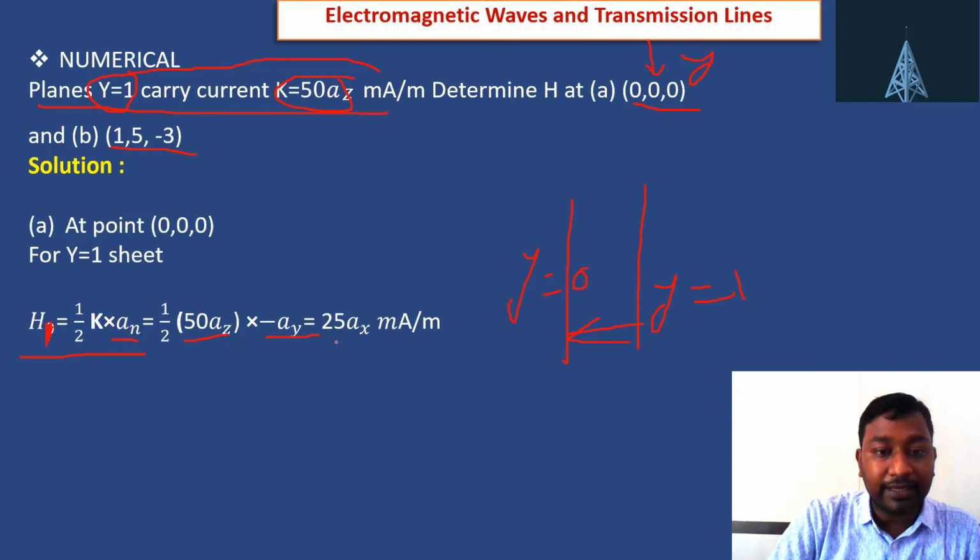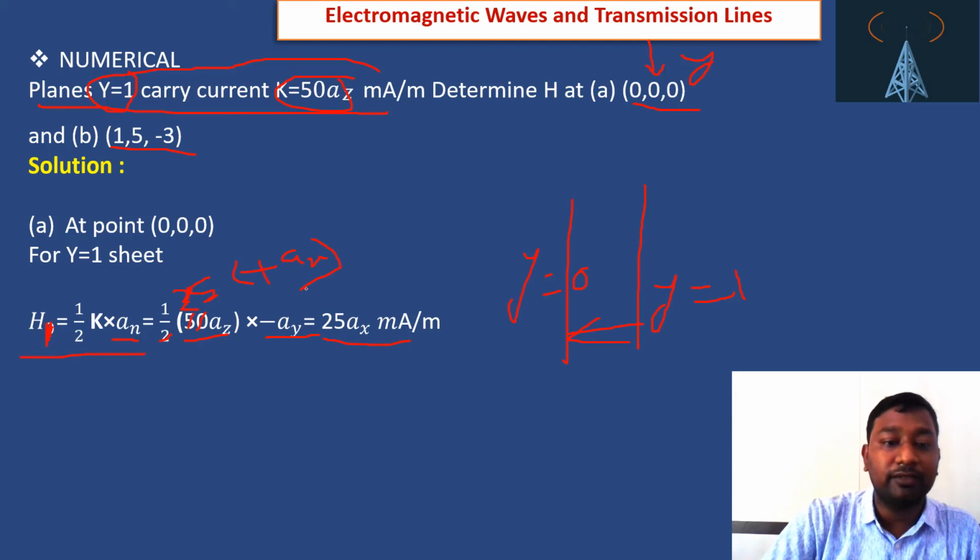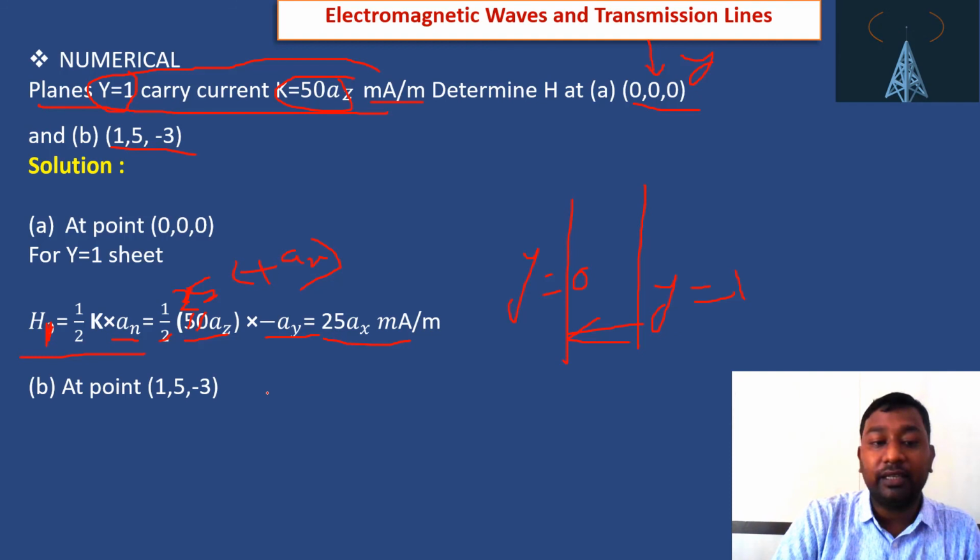So az into minus ay, it will become plus ax. So we get 25 ax milliampere per meter, half of 50. Okay. Now similarly for point 1, 5, minus 3. Now you will see the y point is 5. So it is greater than the y equal to 1 value.